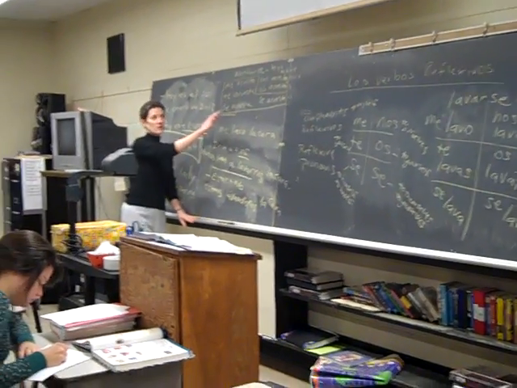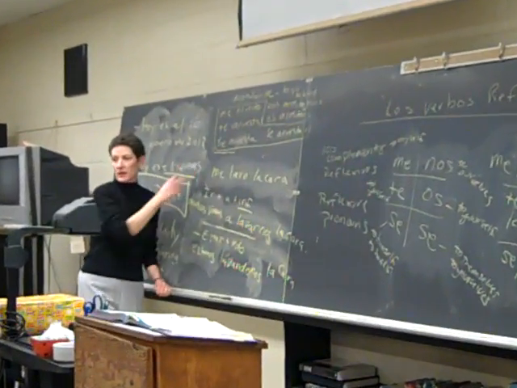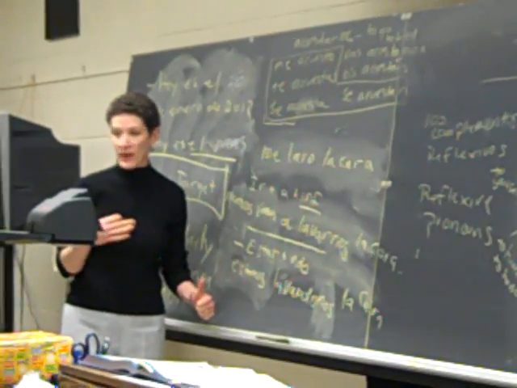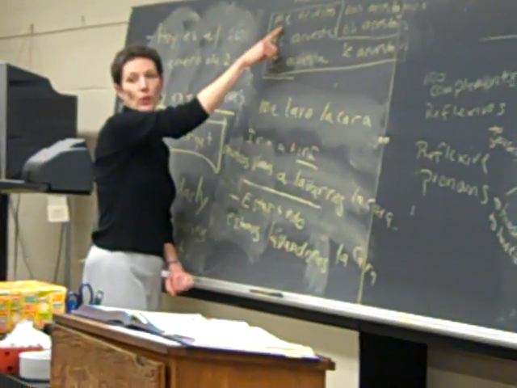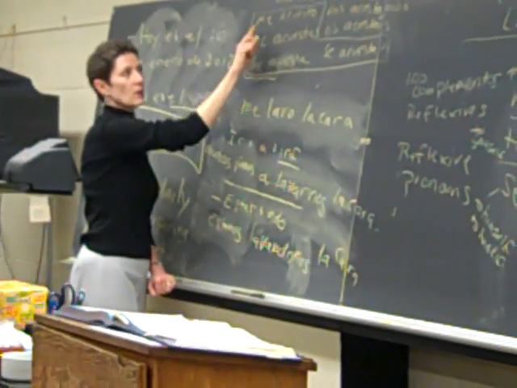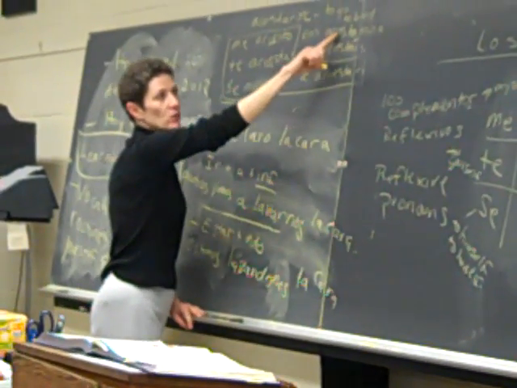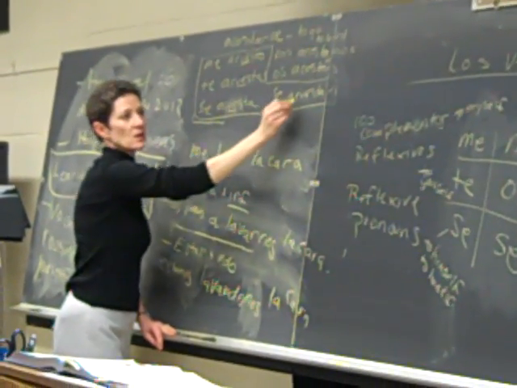Okay, now, what happens if you have a verb that is a stem-changing verb? If your verb is a stem-changing verb, it still has the reflexive pronoun. All you do is put the pronoun before the conjugated verb. Me acuesto, te acuestas, se acuesta, nos acostamos, os acostáis, se acuestan.